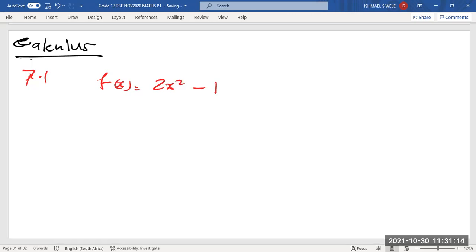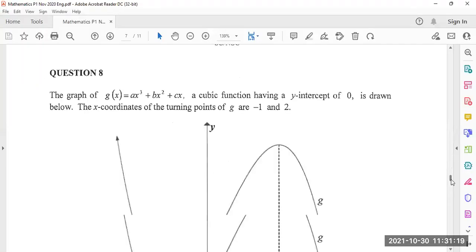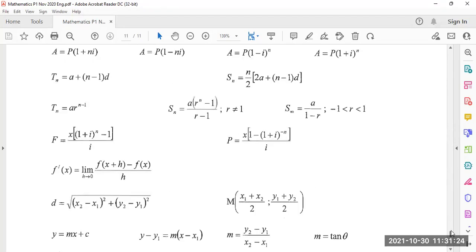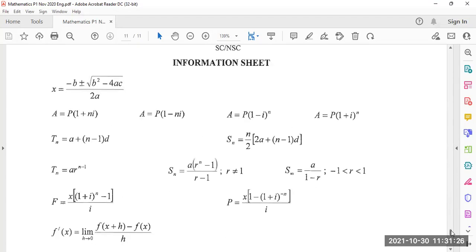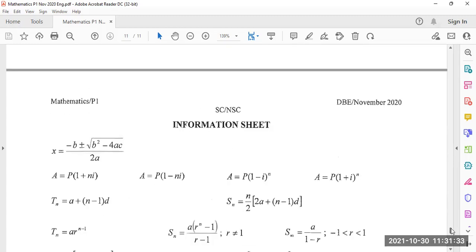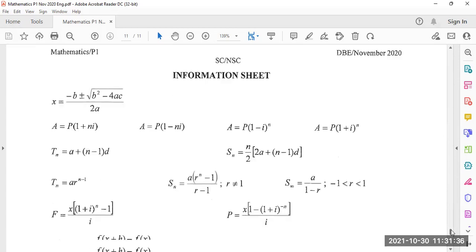You see, you don't have to remember the formula that you use to determine the derivative. You don't have to remember the formula for the first principle. It is there. You're going to find it in the formula sheet. I'm just looking for it right now. Let me see if I can find it. I went far, but I know it is there. It's supposed to be here.